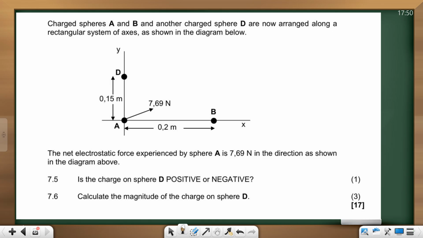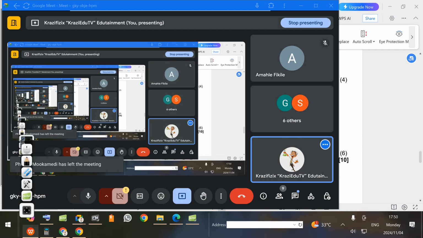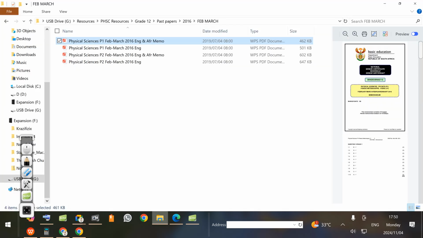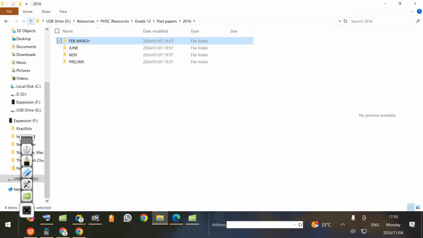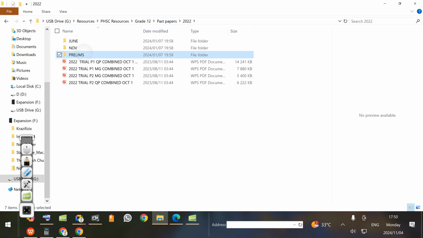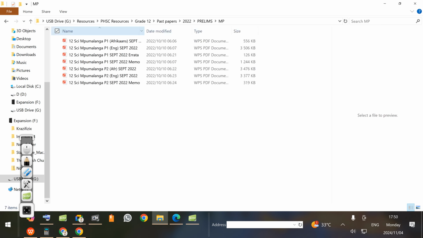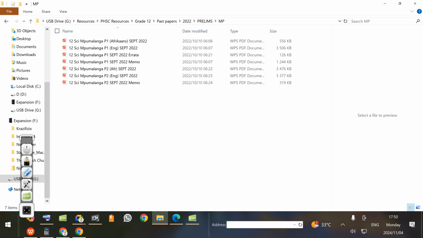I've actually come to the end of the questions that I've received so far. However, let me think of one quickly, everybody. Where is it? Let's look at 2022. Just want to check something quickly. Mpumalanga, paper 1.